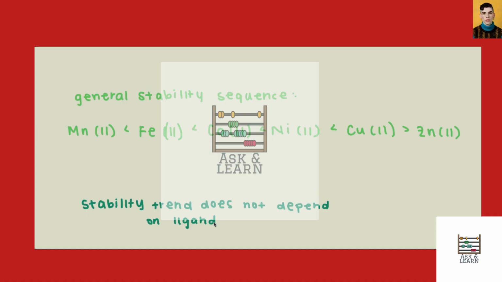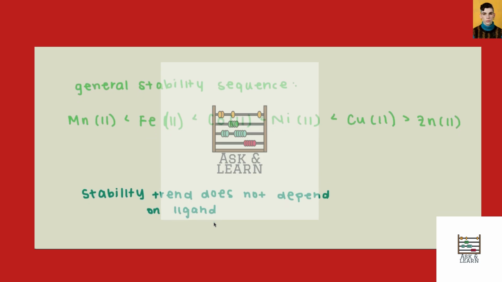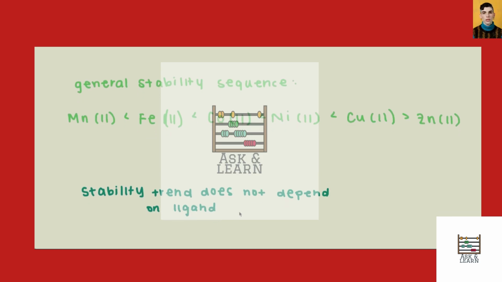So what this indicates to us is that the stability order, or the trend in stability of various metal ions, does not depend on the ligand. We can add different ligands to all of these complexes and see the same relative trend of stability. So what we see in this problem is that the stability of these metal ions does not depend on ligand dissociation, but these two things are independent of one another.